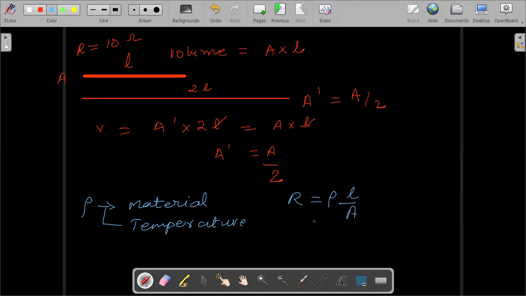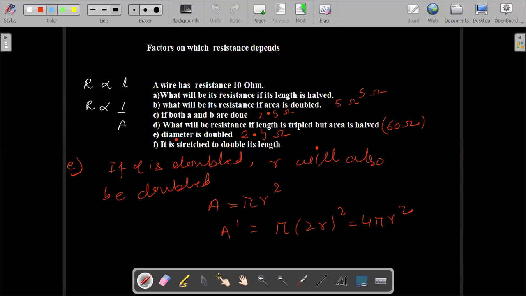You are having a problem with this rho, right? Let me sort it out. See, how to go about it if you want to solve it step by step. Suppose I wanted to solve the first one: what will be its resistance if its length is half? I can write the original resistance R equal to rho times L over A. Can I write it like this? Yes, sir. Let the new resistance be R dash.